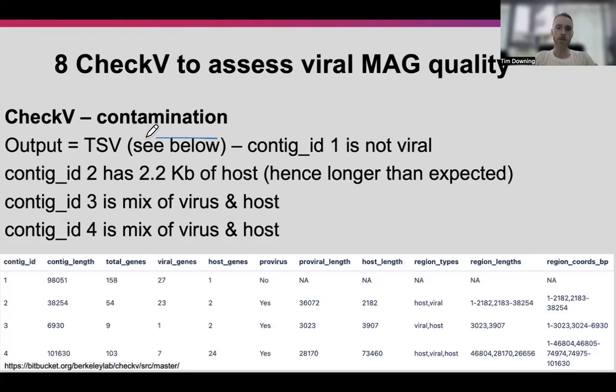We can look for contamination, particularly for proviruses. We can see contig ID 1 is not viral. There's no provirus present. Contig 2 has a mixture of host and virus. You can see there's 2 host genes as well as 23 viral ones. You can see the host length and provirus length, and the ratios are given there. Contig 3 is a mix of host and virus, as is the much longer contig 4. So that might mean we need to explore the structures of the contigs better to make sure that they're correct.